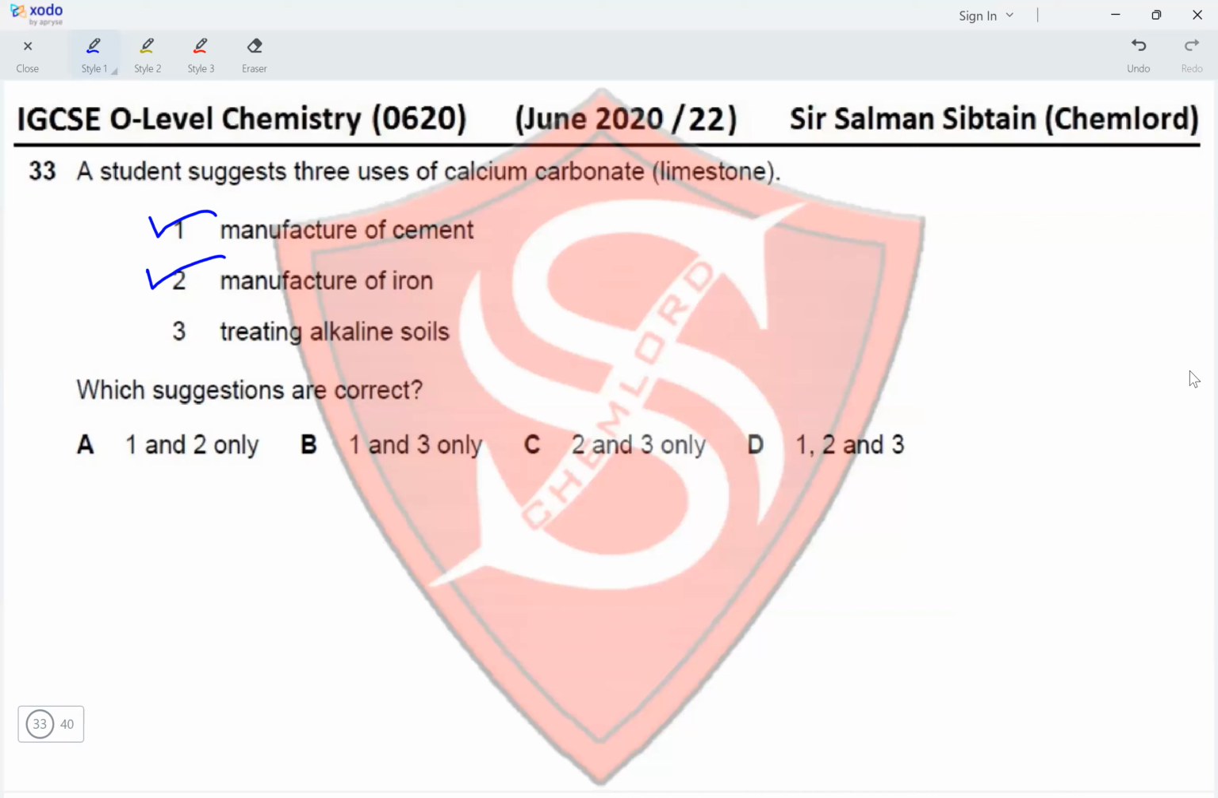Calcium carbonate itself is alkaline. It can be used to treat acidic soils, not alkaline soils. So the third use is incorrect. Which suggestions are correct? Since 1 and 2 are correct, option A becomes the correct option for this question.